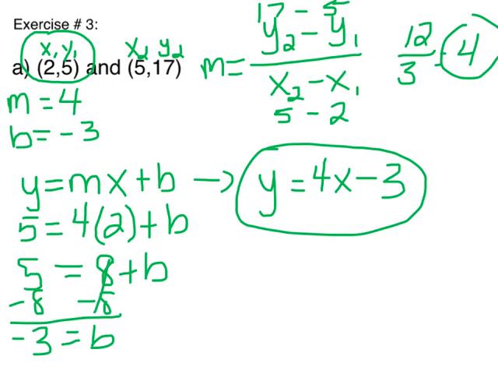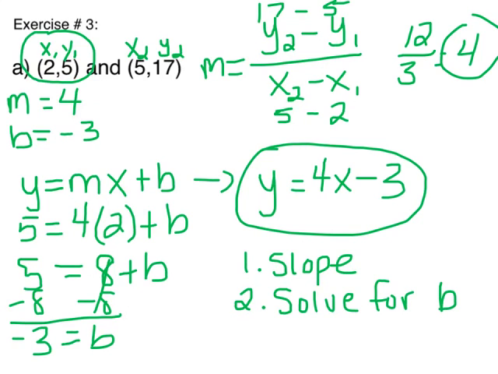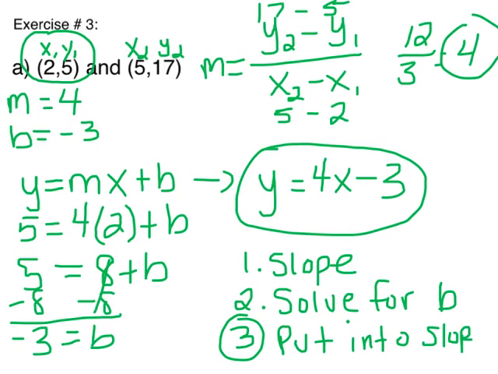So let's recap. First, we have to find the slope. We can even write this down. First step, find the slope. Second step, solve for b. Third step, put into slope intercept form.